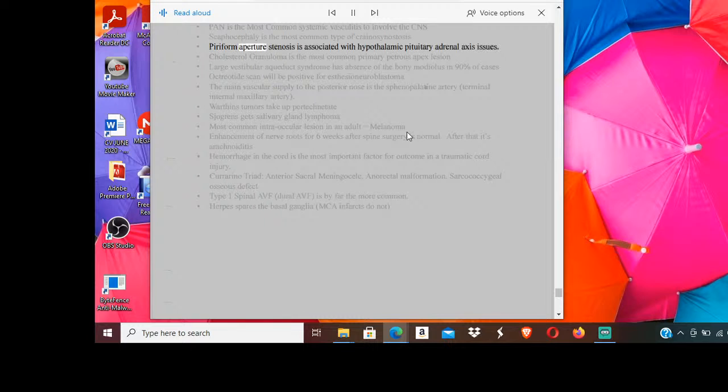PAN is the most common systemic vasculitis to involve the CNS. Scaphocephaly is the most common type of craniosynostosis. Piriform aperture stenosis is associated with hypothalamic-pituitary-adrenal axis issues. Cholesterol granuloma is the most common primary petrous apex lesion. Large vestibular aqueduct syndrome has absence of the bony modiolus in 90% of cases. Octreotide scan will be positive for esthesioneuroblastoma.